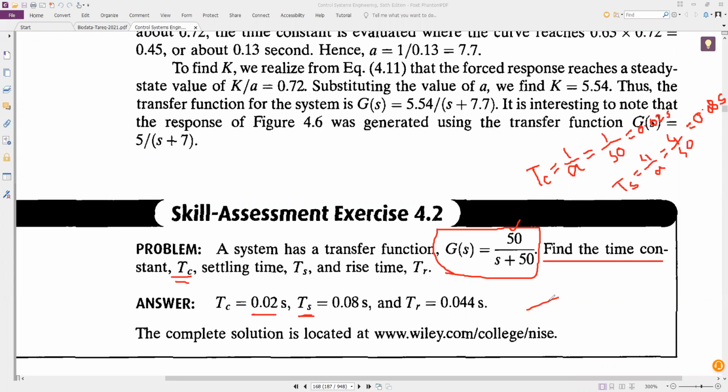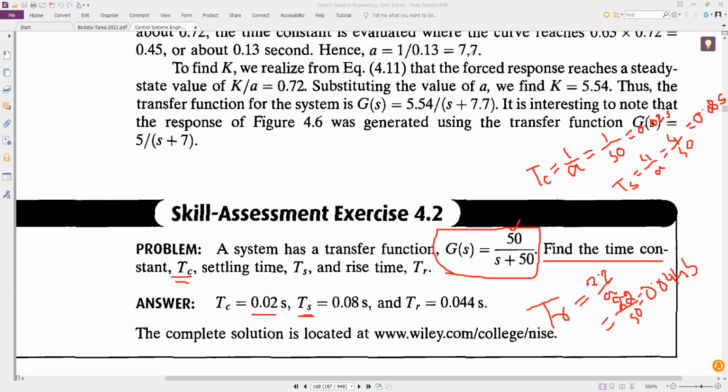Again, rise time TR is 2.2 by A. So what does it mean? 2.2 by 50 becomes 0.04. That's it. Simple one. You only need to remember the formula, the formula symbols. Yes, all the formulas, then you can do it.